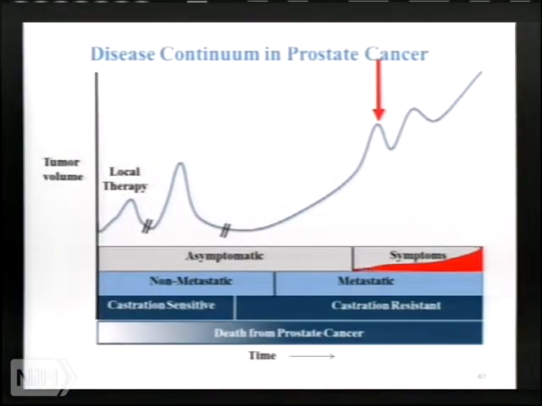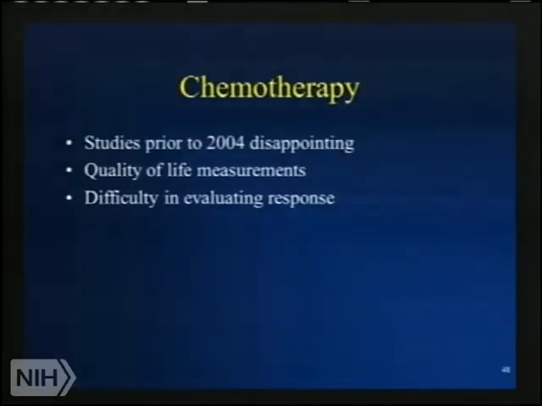So now let's move to metastatic disease, our treatment options for patients with metastatic prostate cancer who now have started to have symptoms. So until 2004, really nothing had been shown to improve survival in men with prostate cancer that had metastatic disease. Very disappointing. There were some agents that were approved based on decreasing symptoms for these patients.